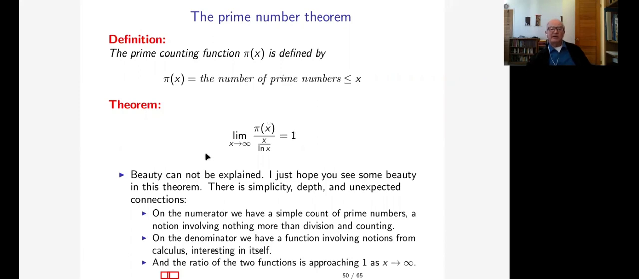And the great theorem, the prime number theorem, says that the limit as x goes to infinity of pi of x divided by x over log x is 1. That as x goes to infinity, this ratio is 1. And this is something so beautiful. On the top, we have something for which all we need is integers, divisibility, and counting. Nothing else. It's completely elementary. At the denominator, we have the logarithmic function, the growth of this function, and the limit of these two things as x goes to infinity is 1.